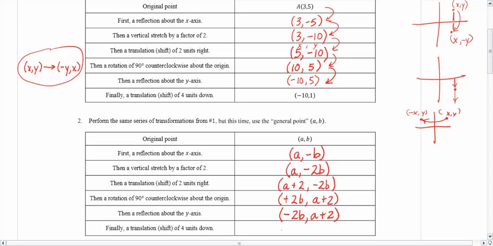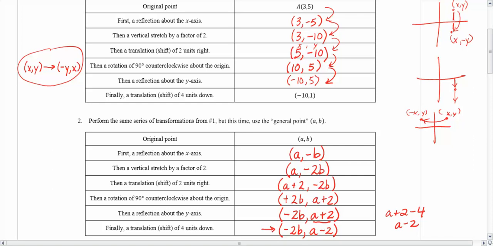Then we're going to go 4 units down. It's going to take the y value and subtract 4 from it. So it's a plus 2, and then down 4. So it's going to be a minus 2.